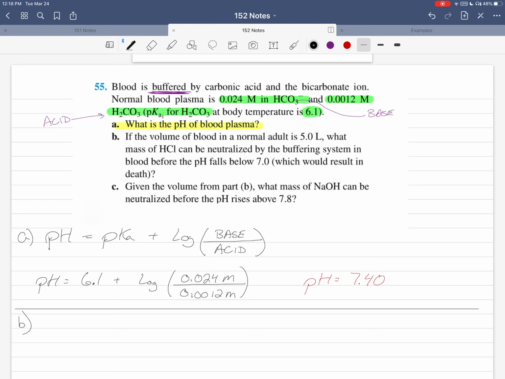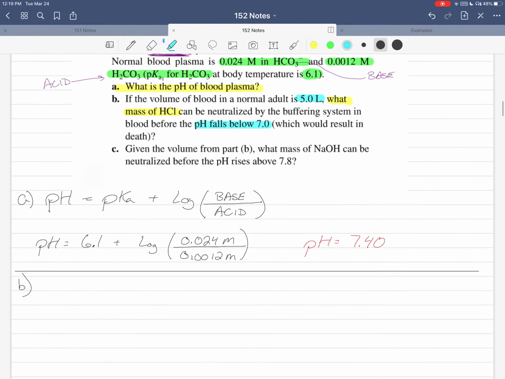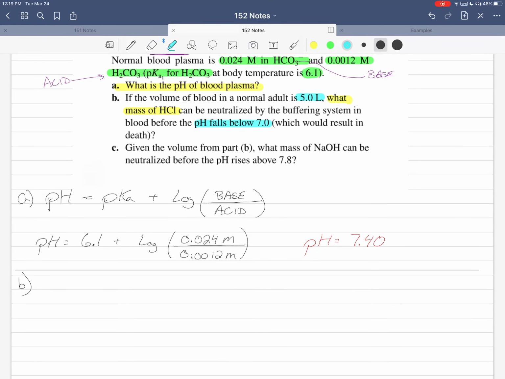Now, the volume of blood in a normal adult, let's say, is 5 liters. Of course, that's an estimate. What mass of HCl can be neutralized by this buffering system in blood before the pH falls below 7, which will result in death? We don't want that to happen. So, I have 5.0 liters as my volume.